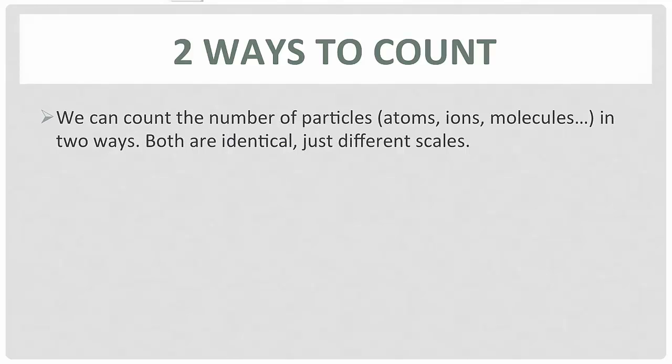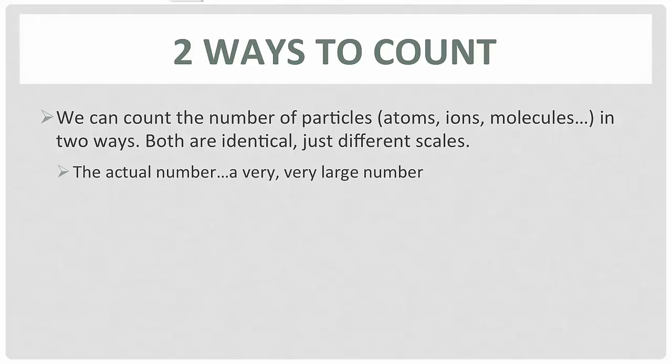So when we think about counting, normally we just think about the number of particles that there are, but in chemistry, there's two ways that we can really talk about it. And they're just different scales, but they represent the same thing. So don't get confused by this. So we can talk about the actual number of ions or molecules, whatever we're talking about. However, that number is going to be ridiculously large.